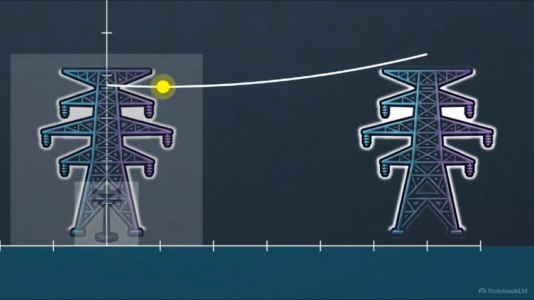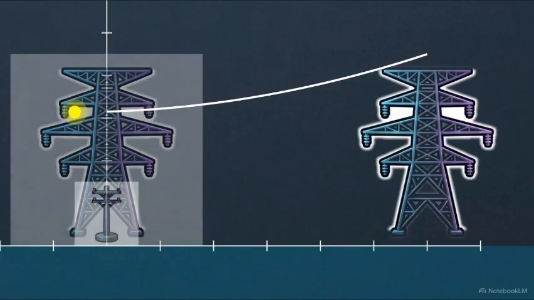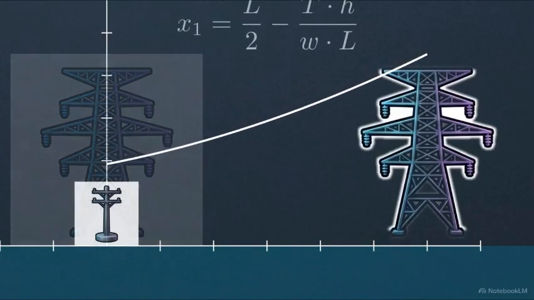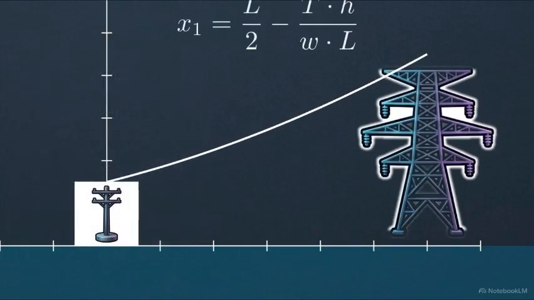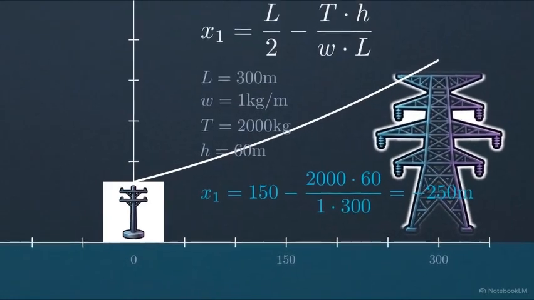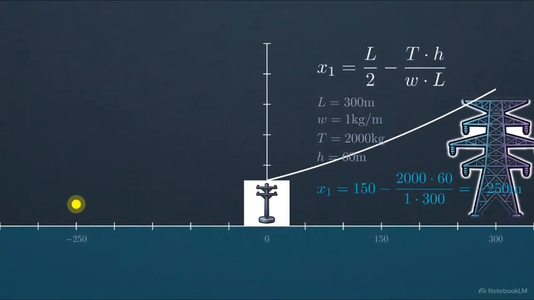To track the new deepest part of the dip, we use this specific distance formula. Notice how the true lowest point of the curve shifts sharply away from the center and towards the shorter tower. If we run the actual numbers, using 2,000 kilograms of working tension and a conductor weighing 1 kilogram per meter, the equation outputs a horizontal distance of -250 meters. That negative distance introduces a condition called uplift.